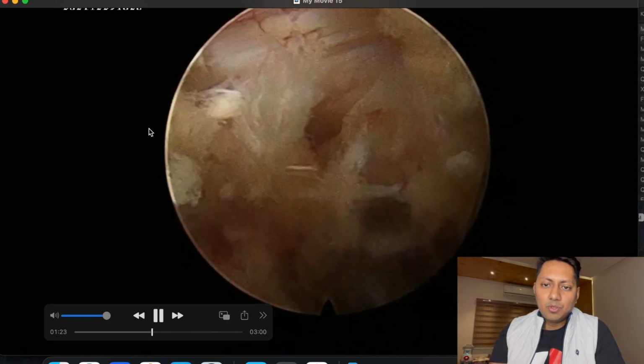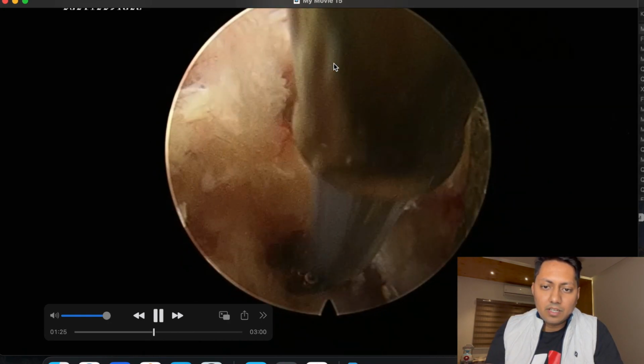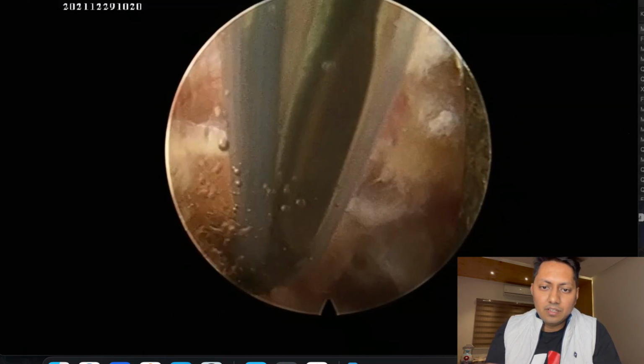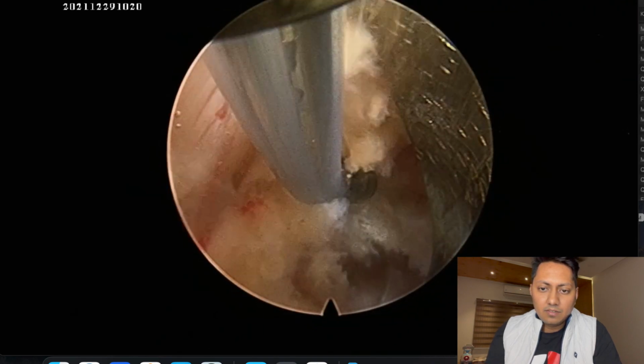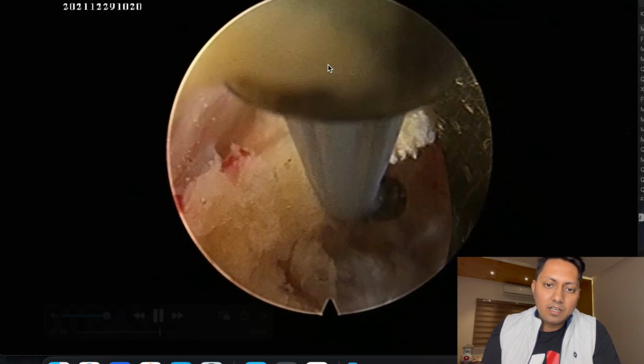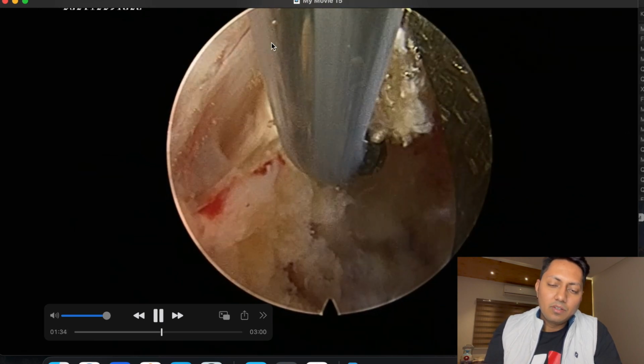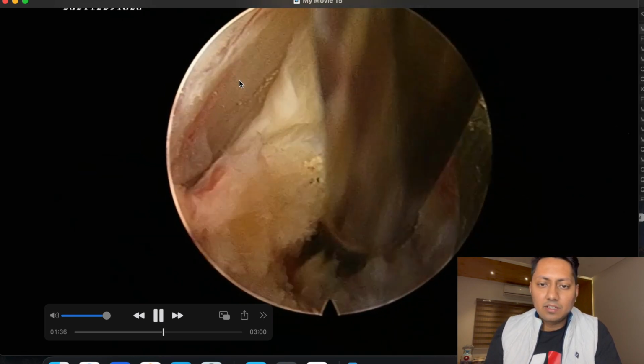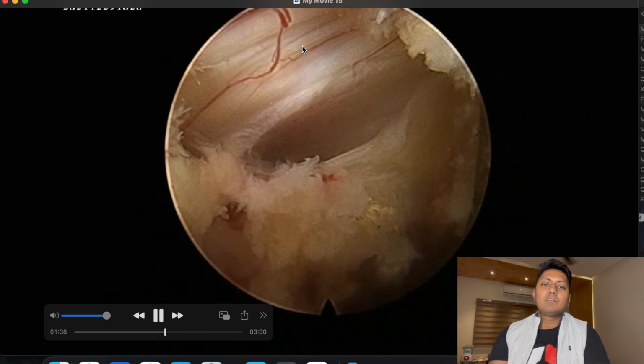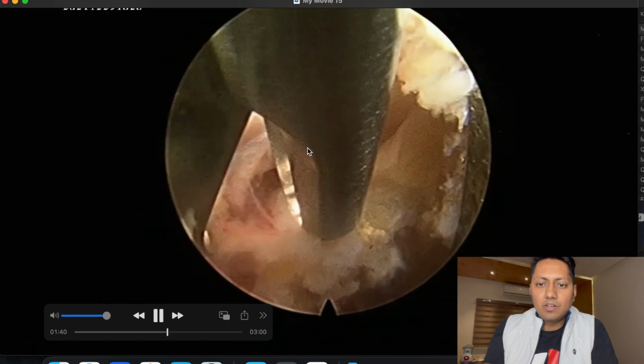You can see how beautifully this L4 nerve root looks. I use radiofrequency to coagulate these open parts, and you can see how beautifully now, within 2 to 3 minutes of starting the surgery, my L4 nerve root is very well decompressed at the L3-4 level.